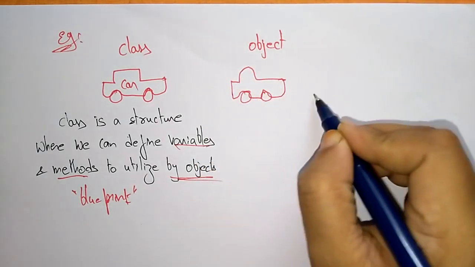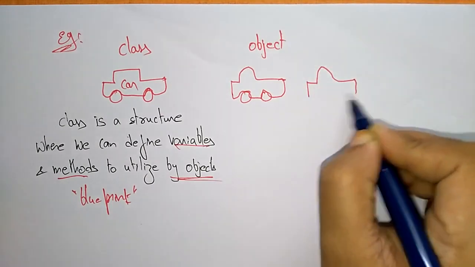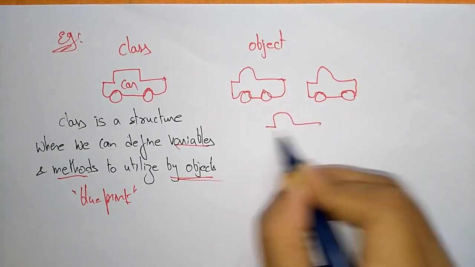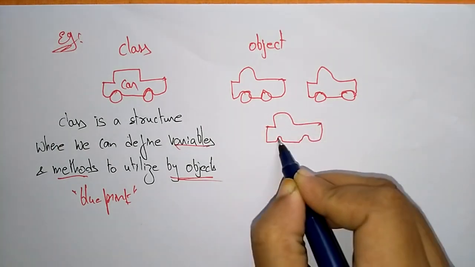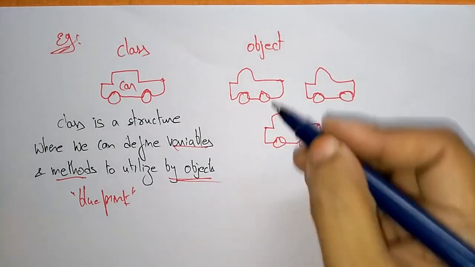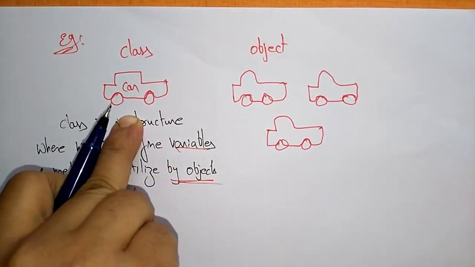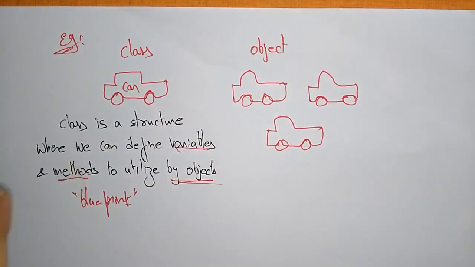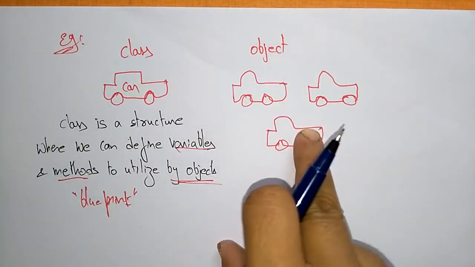So this is one car. Okay, so this is another car. Okay, so here the object means this is a car, which is a blueprint. Here this structure can define the variables and methods, and these will be utilized in these objects.